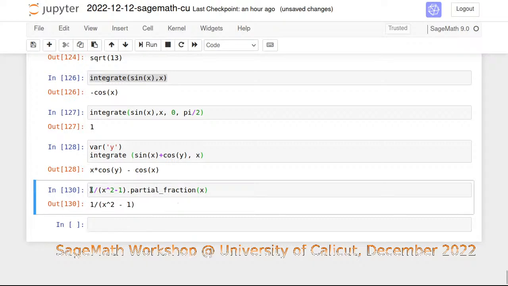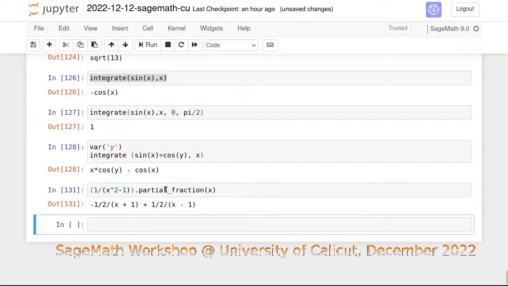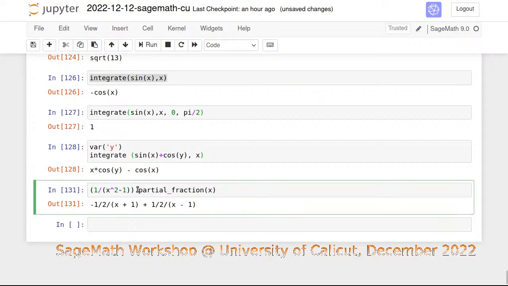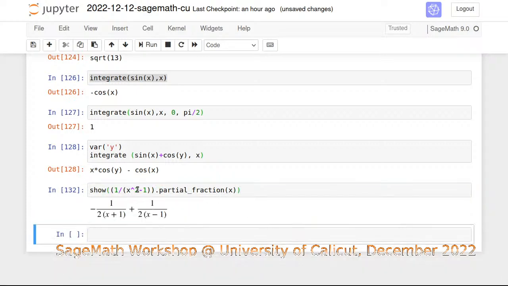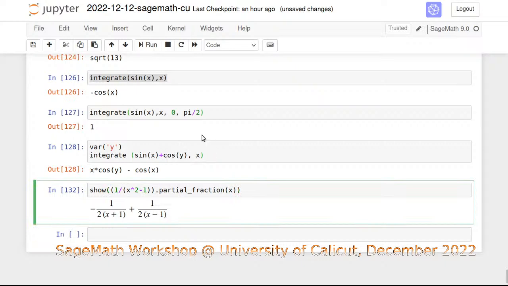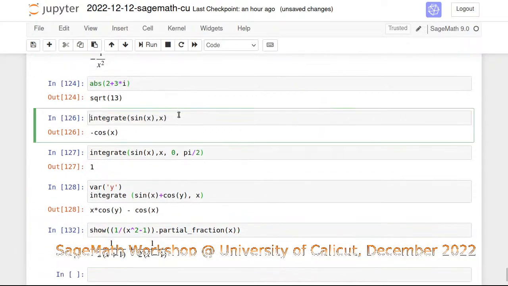One by one. Okay, let me just put everything together. Yeah, because otherwise I think a partial fraction is being applied only to this x square minus 1. Okay, let me just update the Google document with all these integrate commands.